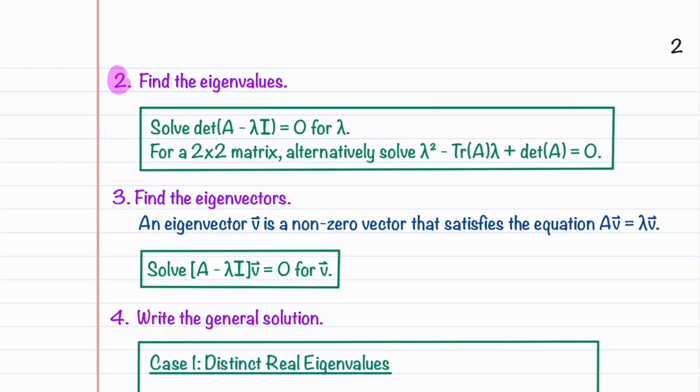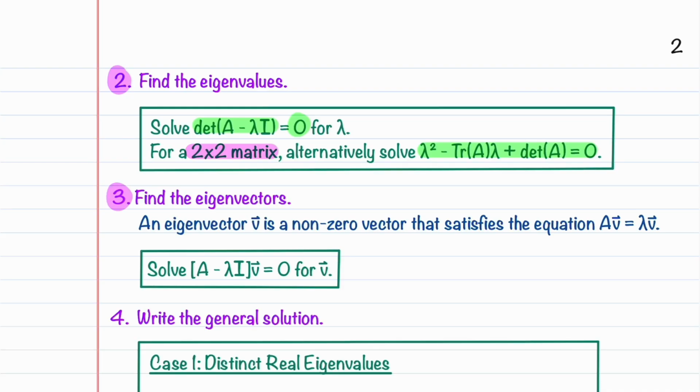The second step that we need to follow to find our solution x is to find the eigenvalues. To do that, we are going to solve the equation the determinant of A minus lambda I is equal to 0, and we're going to solve that for lambda. If A is a 2x2 matrix, like the one that we're working with, alternatively, you can solve the equation lambda squared minus the trace of A times lambda plus the determinant of A is equal to 0. The trace of A is just when you add up the main diagonal elements in matrix A.